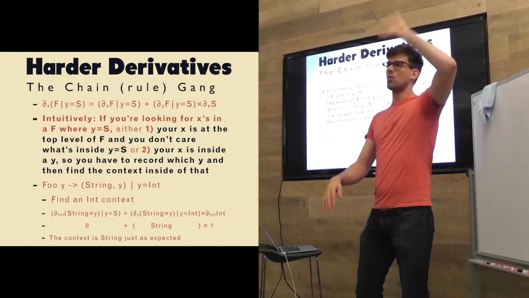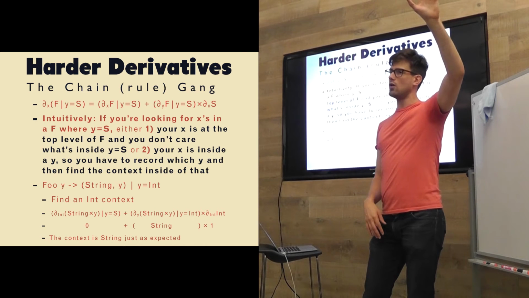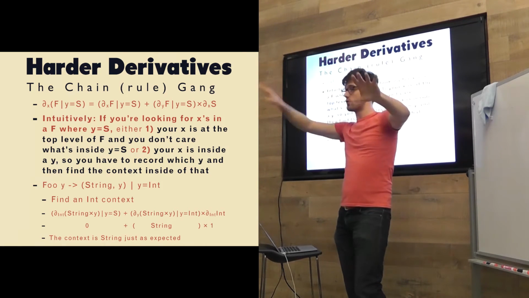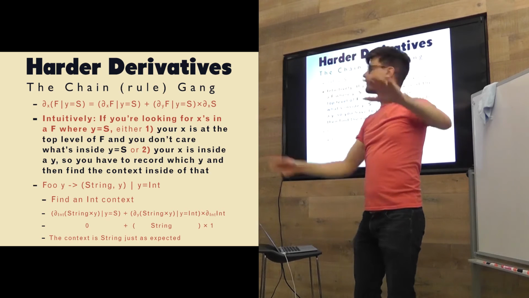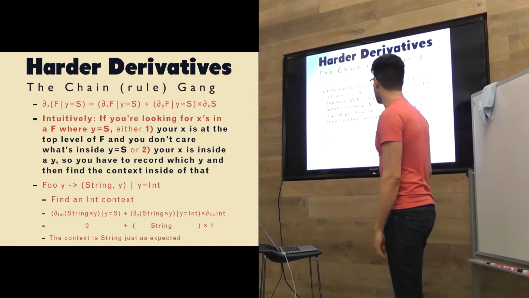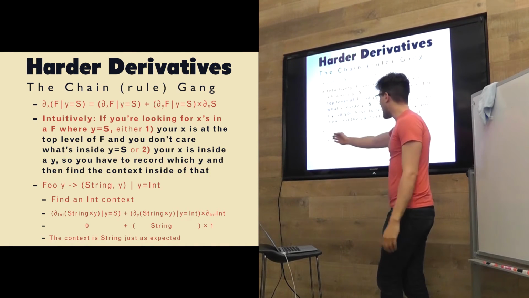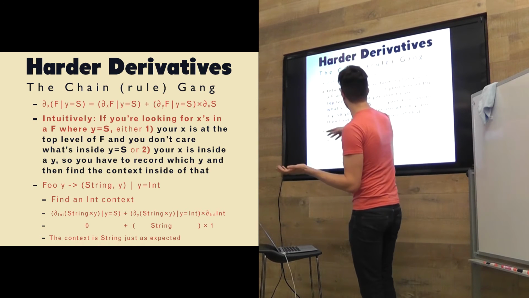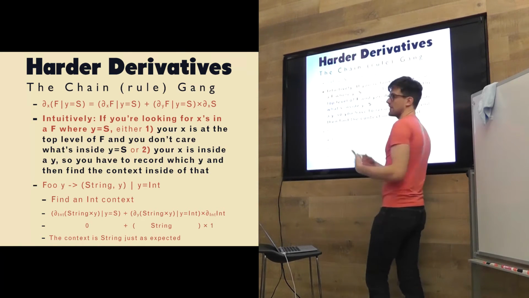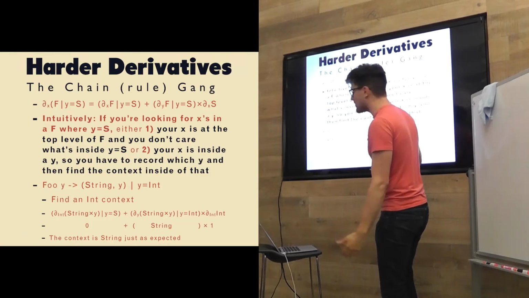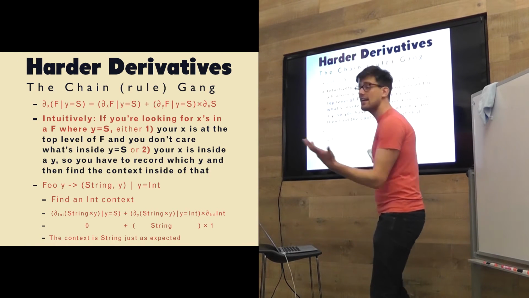Where we said either we're already at the level where we're looking for our hole, or we have to say which way we went, left or right, and then find our hole inside of that, okay? So, here's an example. Say I have this parametric type foo y, where it's a pair of string and whatever y is, right? And I'm defining y to be integer, right? And I want to find an int context.